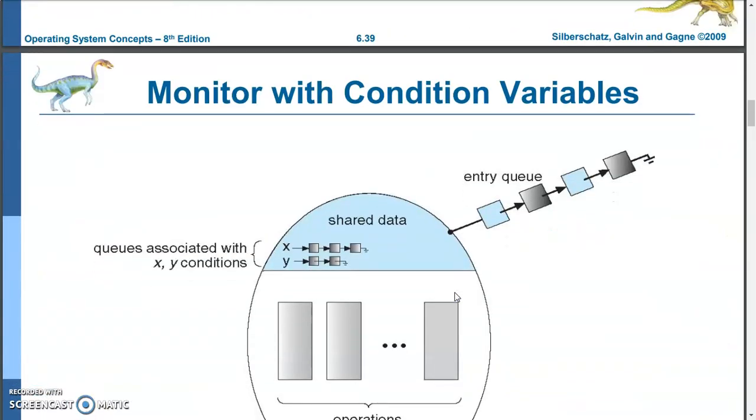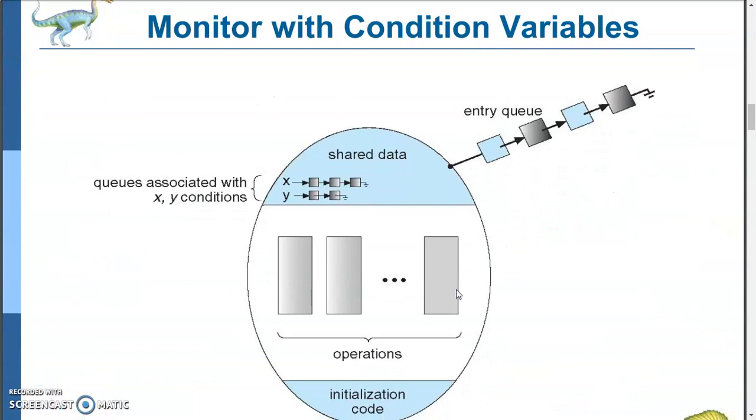This is the monitor concept with condition variables. This is the shared data. Here we can apply the two condition variables x and y, each implementing the two operations signal and wait. This is the entry queue. It is the monitor.